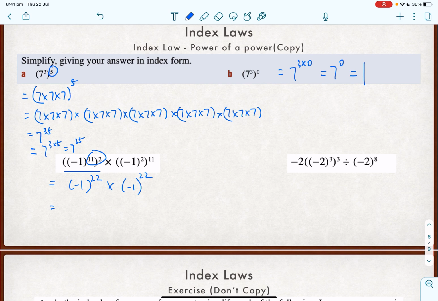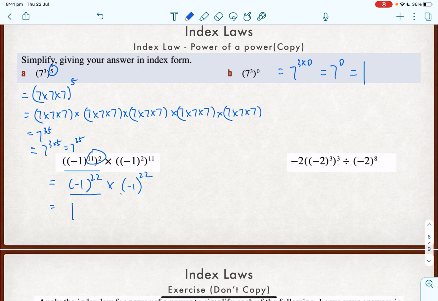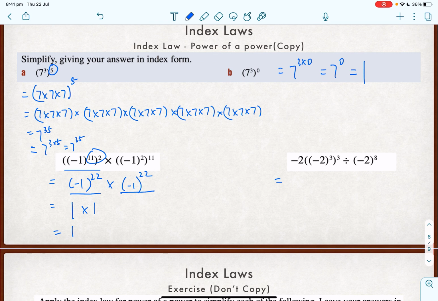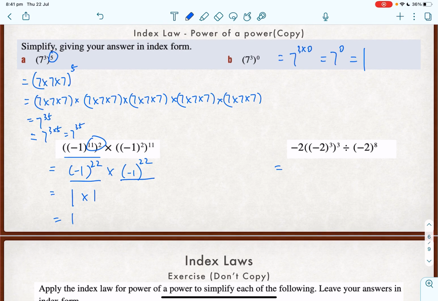So that means the first one is going to be 1. The second one, well, exactly the same, is going to be 1 as well. So 1 times 1 equals 1. Not 2, it's times, okay? Now, next one. First thing first, index. So you've got -2 next to the bracket, which means -2 times the bracket. Now, inside here, the inner one is -2, and on the outside we've got 3 times 3 is 9. Divide by -2 to the power 8.